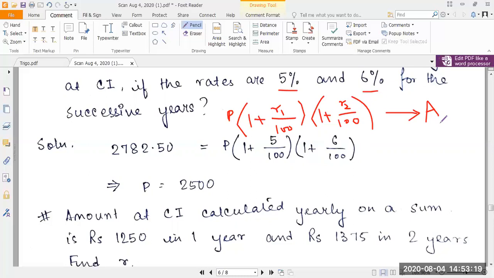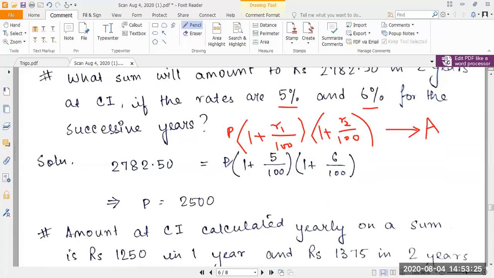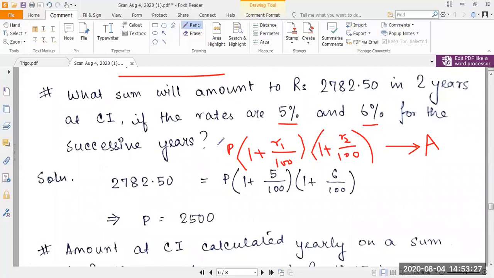We have 2 different formulae, one for simple interest and the other for the compound interest amount. So please keep that in mind. So now let's go back to the sum that we were talking about. So what sum will amount to rupees 2,782.50? So what this essentially is, is the amount that we are considering.